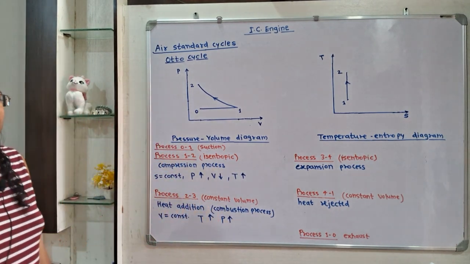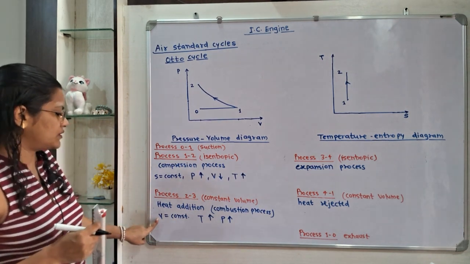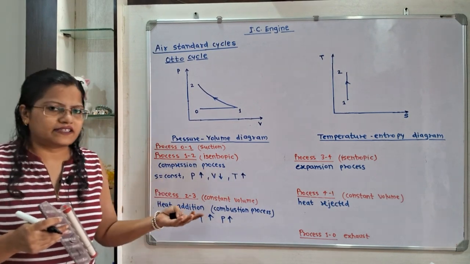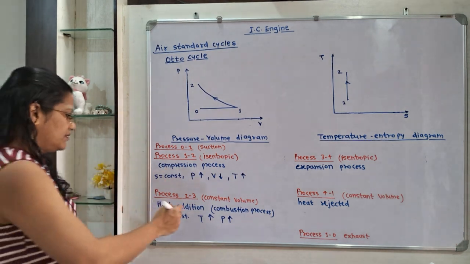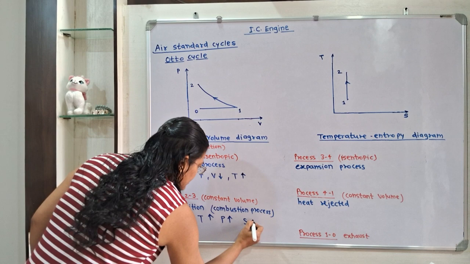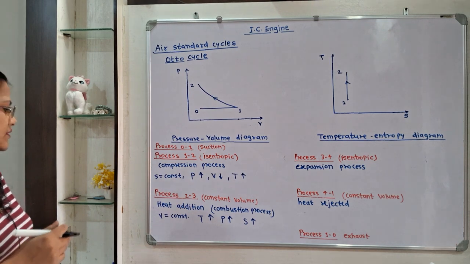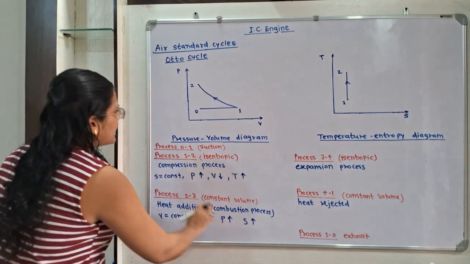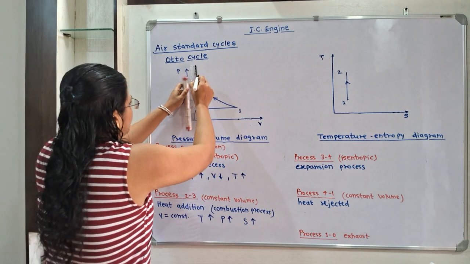Now what about the entropy? This is the constant volume process and its pressure is also getting increased. So here the entropy is also getting increased. So we have to show increase in entropy. Now we have to show all this process. So first we will show PV diagram. V constant, P increases. V constant, straight vertical line.